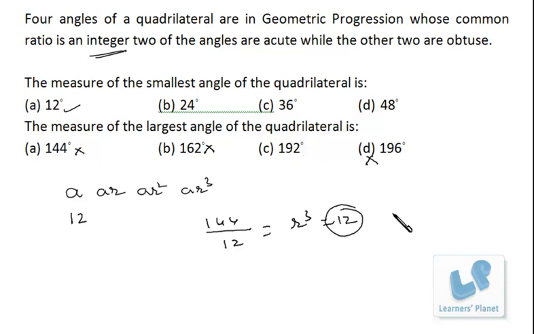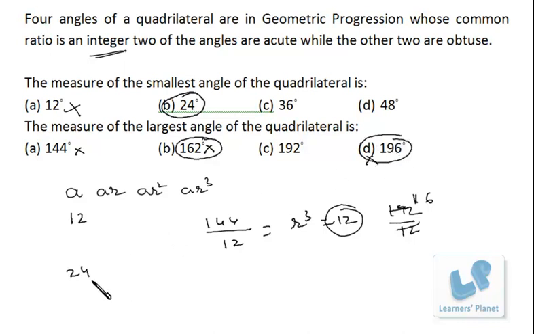So if I take 192 by 12, this is also not a perfect cube, so it will not be a right choice. So 12 cannot be the right choice. Now suppose I take 24. Now if A is 24, then AR cube should definitely be a multiple of 24, which further 162 will not be a correct choice and 196 will not be a correct choice.